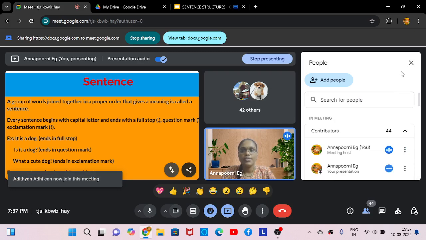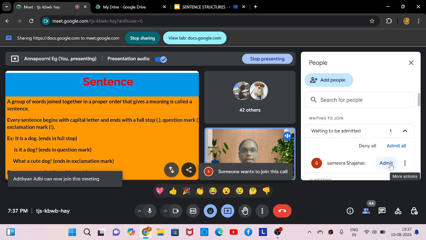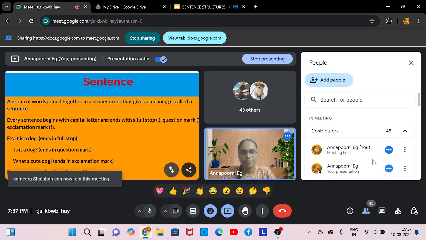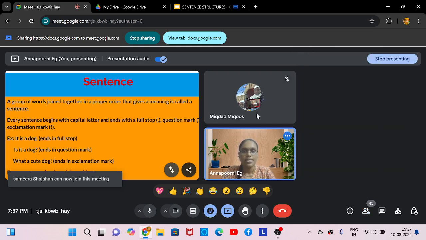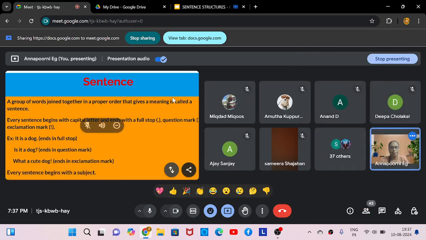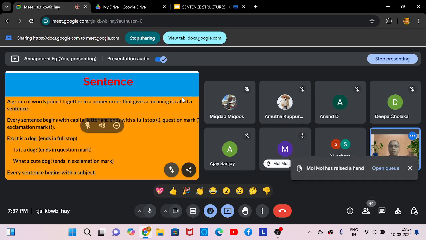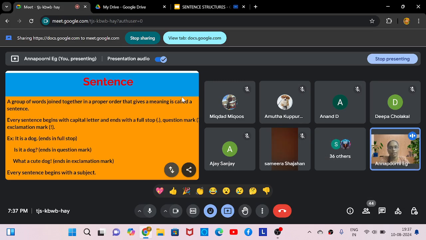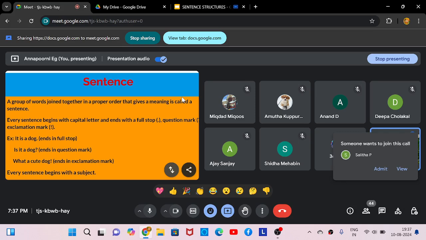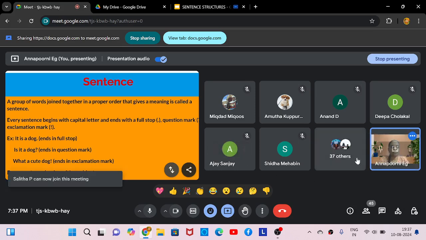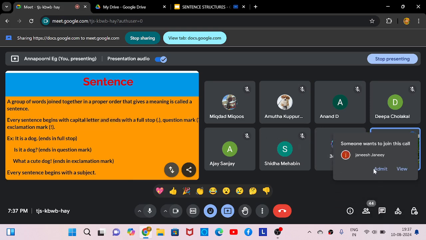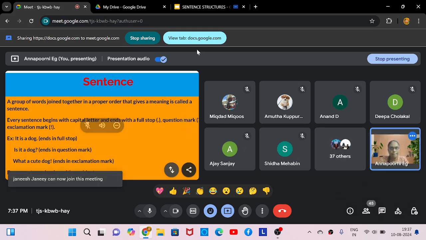So a group of words joined together in a proper order that gives a meaning is called a sentence. This is the basic definition for sentence. If you don't know what a sentence is, this is the definition. I repeat, a group of words joined together in a proper order that gives a meaning is called a sentence. Or you can also say it another way: a group of words written in an order that makes complete sense is called a sentence. That is also a correct definition.